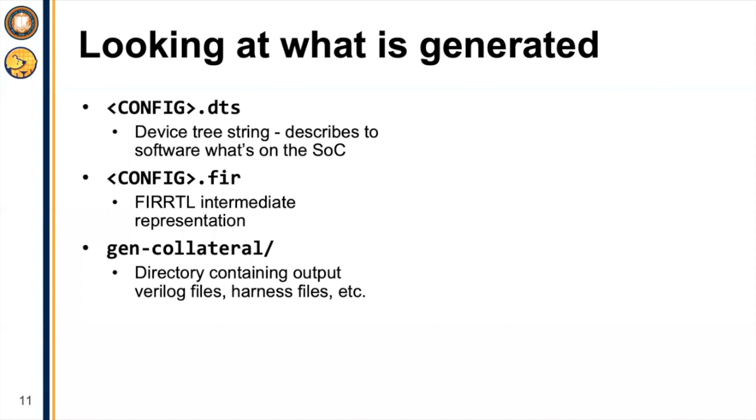You'll also see a file that ends in .fir. If you open that file using, probably not Vim, but less if you know how to use that, it is a very large file because this is plain text of the FIRRTL intermediate representation for the design, essentially the entire circuit for this SoC that you made. There's also another directory called gen-collateral, and I'll have you look inside here next. This is a directory containing all of the output Verilog files, test harness files, and C++ models that are going to be used when simulating our design.